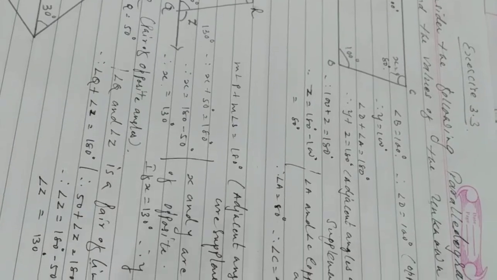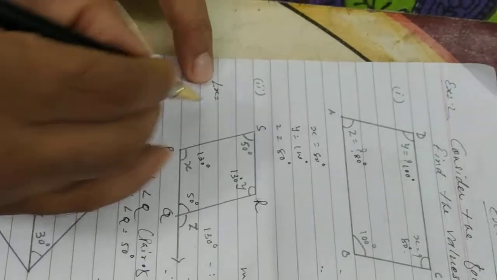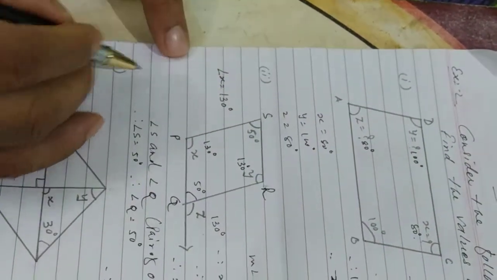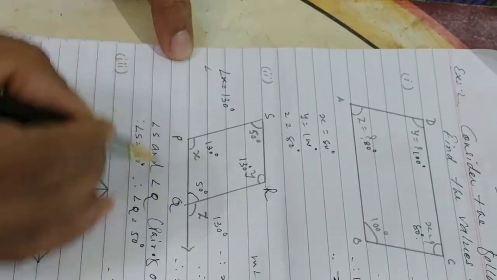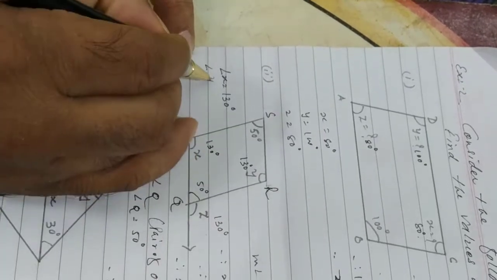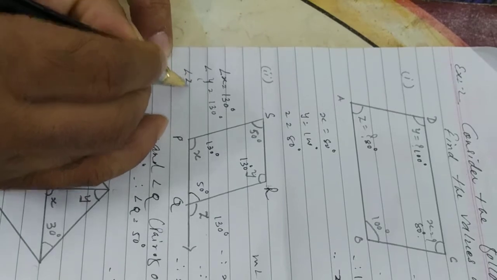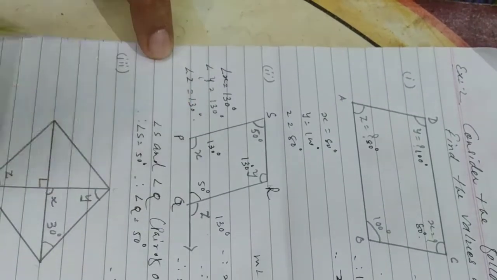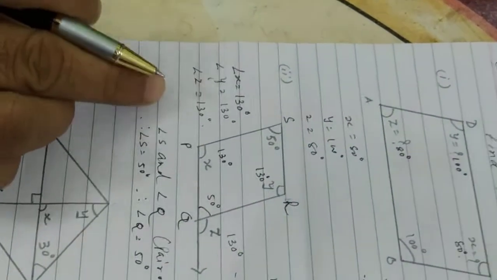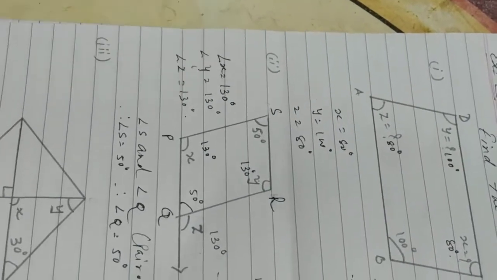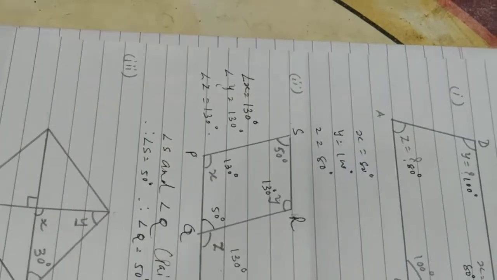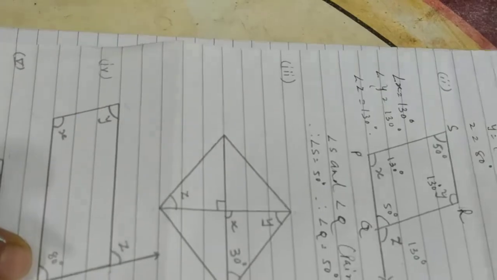130 degrees. So here we got it: the measurement of angle x is equal to how many degrees? 130 degrees, right? Angle y is equal to 130 degrees. Angle z is equal to 130 degrees. So for all we got 130, 130 and 130. Got it? Now let's go to example number 3.